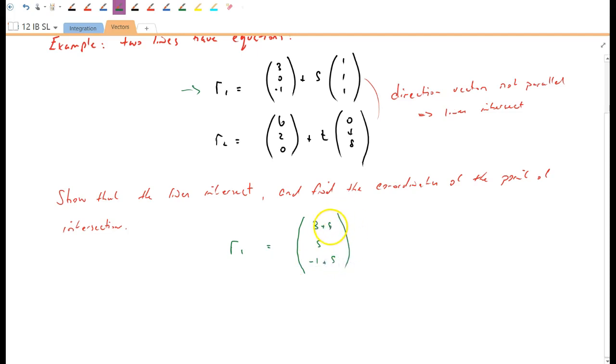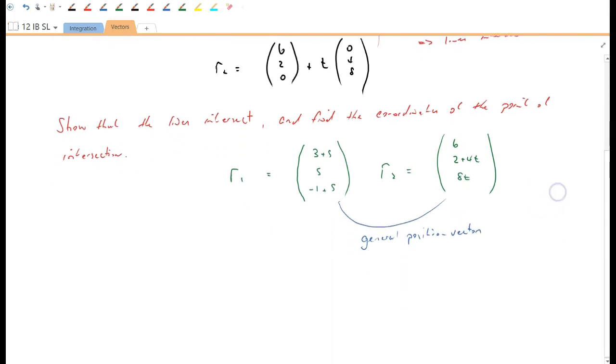So for different values of s, if I put 1 in for s, I get (4, 1, 0). I put 2 in for s, I get (5, 2, 1). So I'm just writing each out as a general position vector in terms of s, and in R2's case t. So it'll be 6, 2 plus 4t, and 0 plus 8t. So these are the general position vectors.